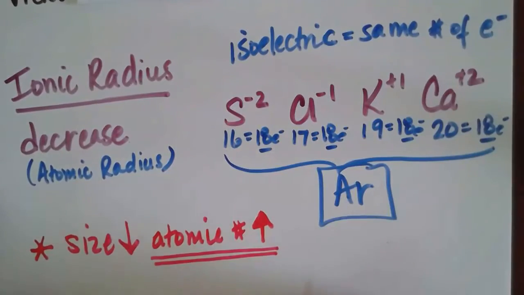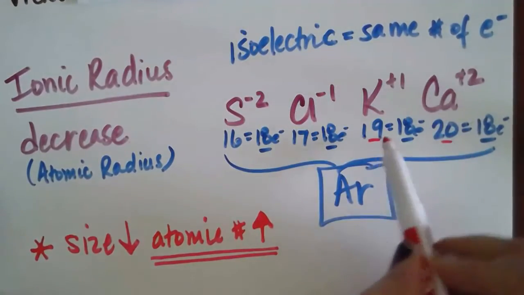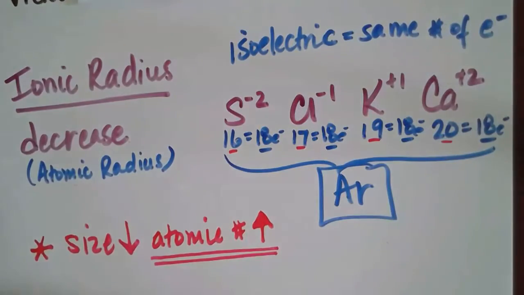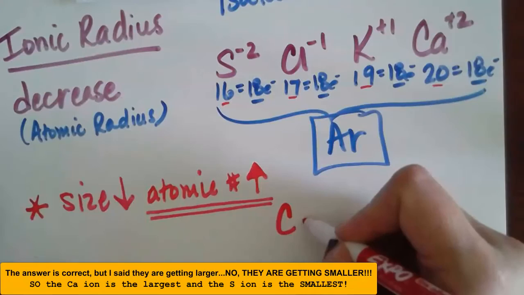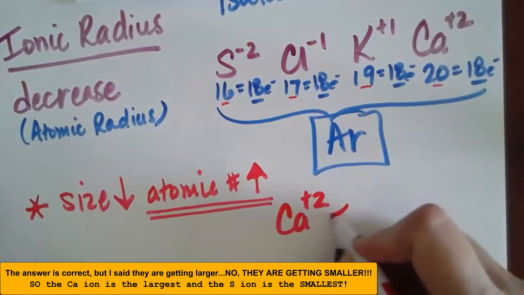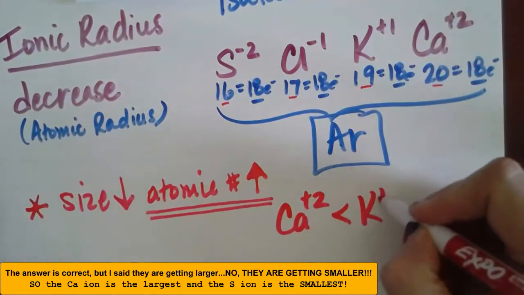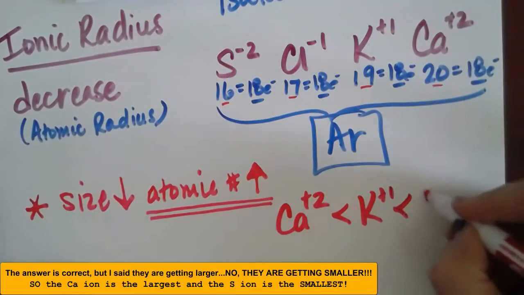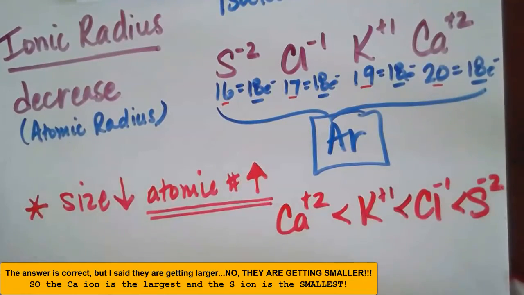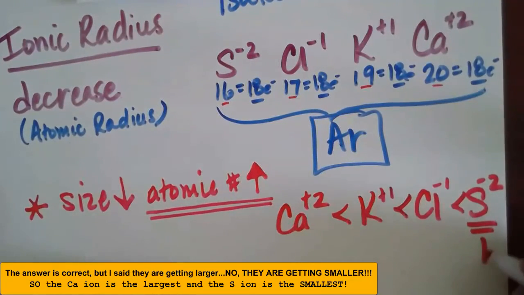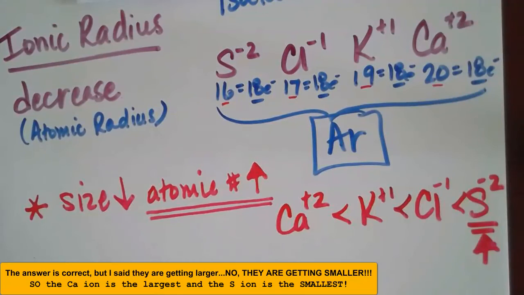So which would mean, if we were looking at these as atomic number, that's the initial number that we started with. So we would put this as Ca with a +2 is the smallest. K plus 1 is a little bit larger. Cl minus 1 and S with a -2 is the largest radius for ionic purposes. Okay, so S is my largest ionic radius.